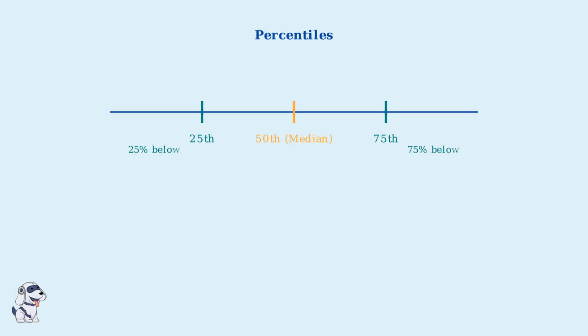In public health, percentiles are used in growth charts for children, reference ranges for laboratory values, and population health assessments. For example, a child at the 75th percentile for height is taller than 75% of children their age.